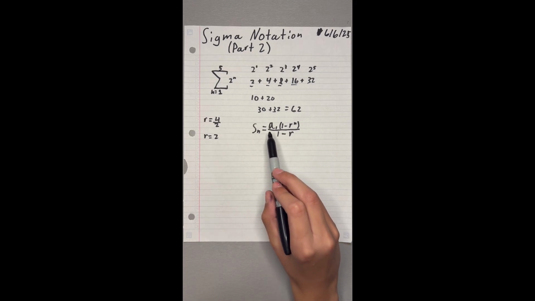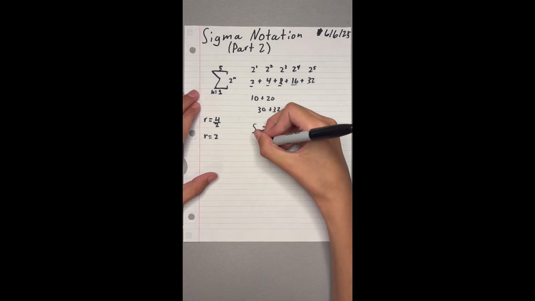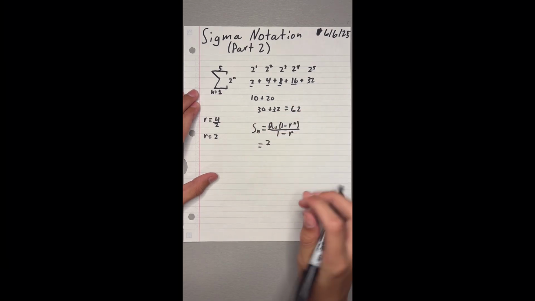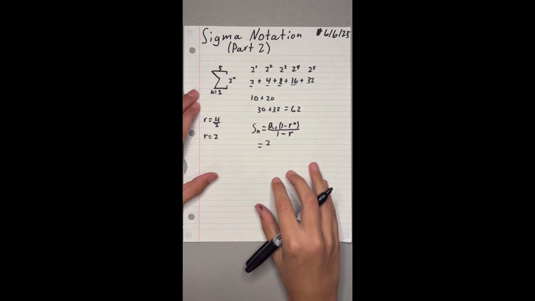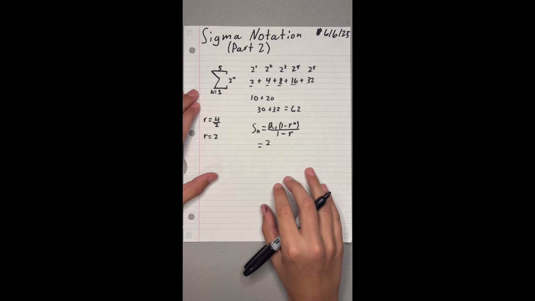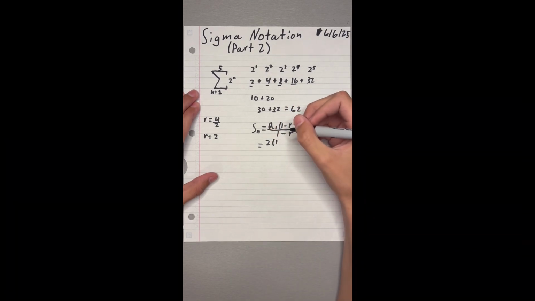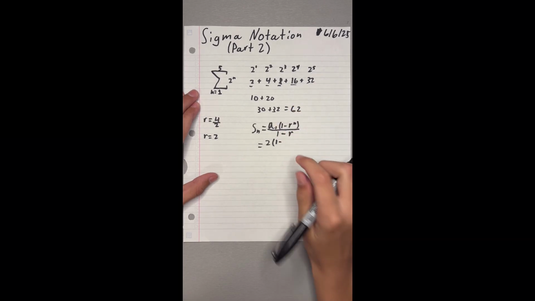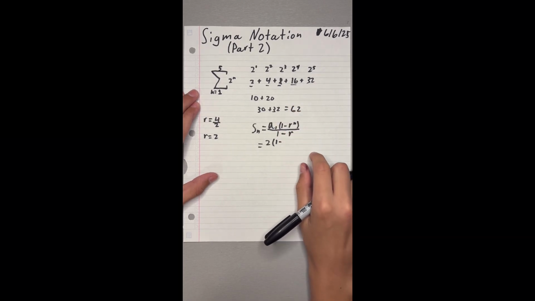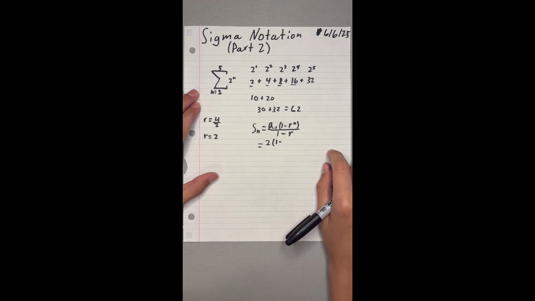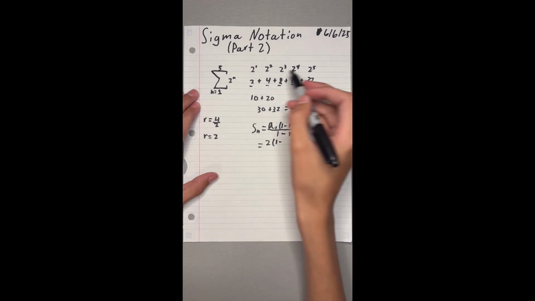Our first term is 2, as we can see up here, and we must multiply 2 by 1 minus our common ratio raised to the number of terms. Our common ratio is 2, so we're raising 2 to the number of terms that we have, which is 5, as we can see up here.